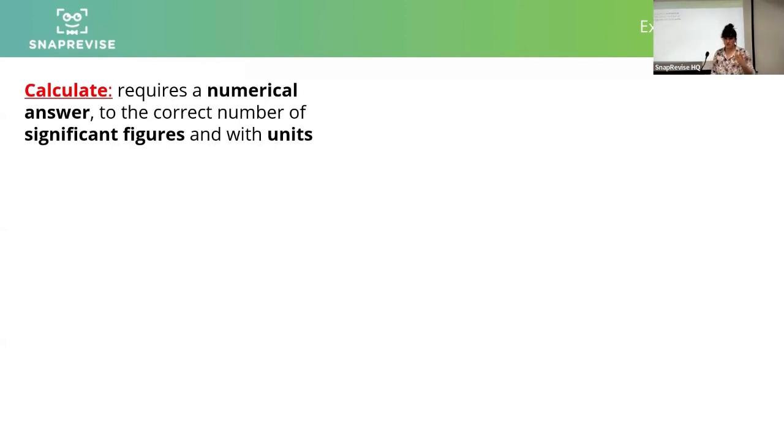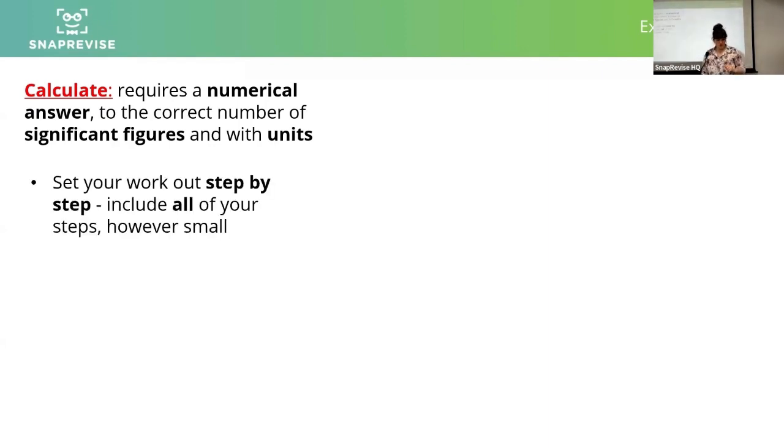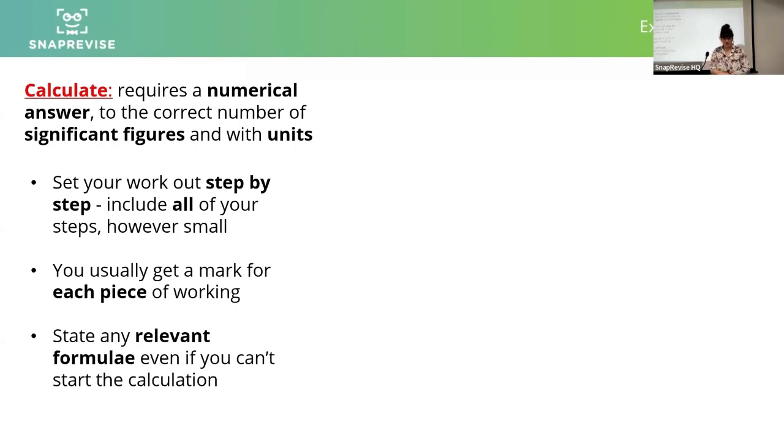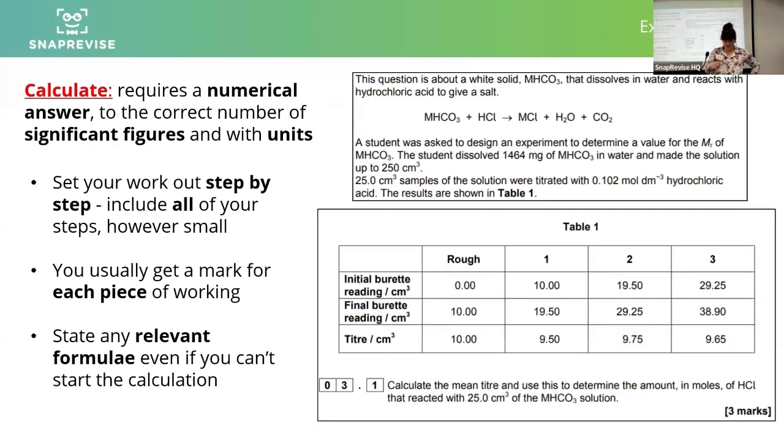If they have asked you to calculate, you're going to need to give a numerical answer to the correct number of significant figures, and you must give units, obviously. You need to set your working out step by step, include all of the steps, however small, I've already said that, and you usually get a mark for each piece of working. Sometimes if you have to work out moles twice, you'll only get a mark for working out moles once, but you still need to work it out twice, so still got to keep going, unfortunately. State any relevant formulae that you are given, even if you can't use it, even if you're not sure how to use it, just give some formula that you think might be relevant, because in some cases you can get a mark for it. Here's an example question.